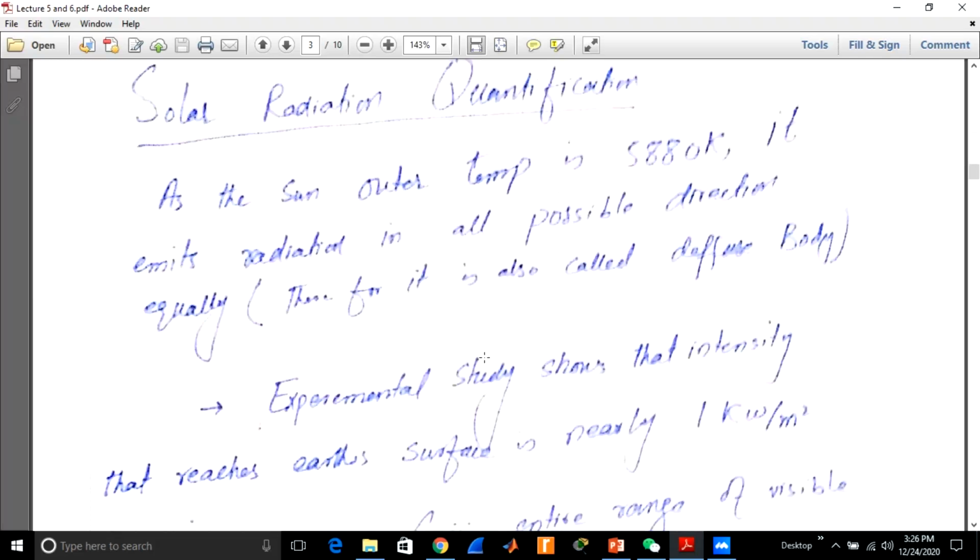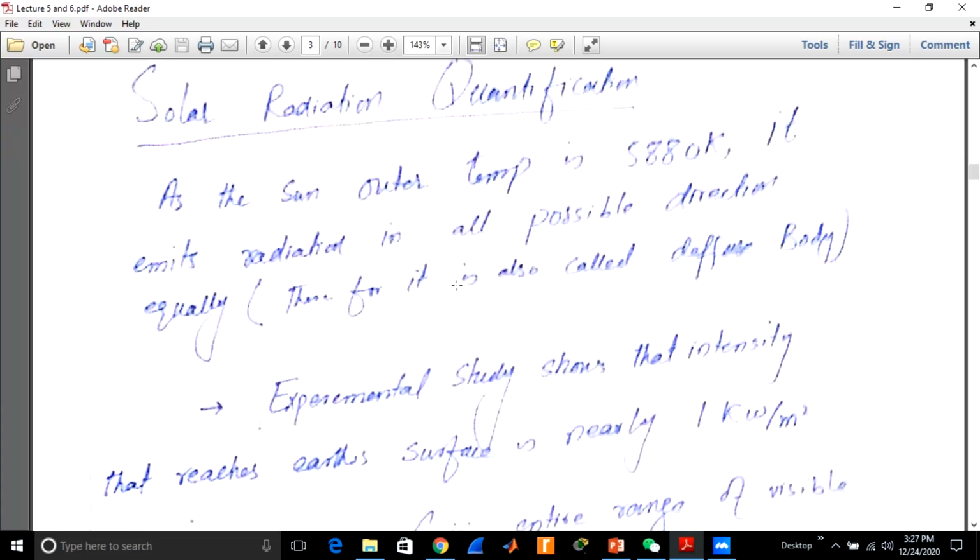As the sun's outer temperature is 5880 Kelvin, it emits radiation in all possible directions. And as the sun behaves like a sphere, it radiates radiation in all directions. It behaves like a point source, and a point source can radiate energy in all directions.